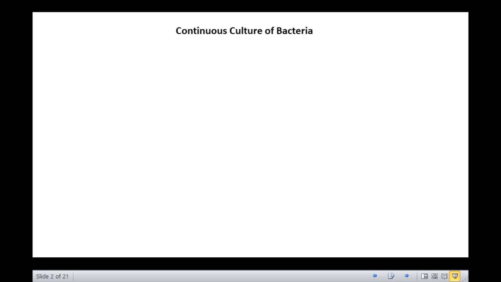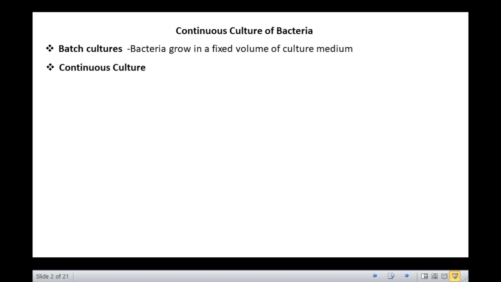The cultures that we have so far discussed in the previous module for the growth of bacterial populations are called batch cultures, in which the bacteria grow in a fixed volume of culture medium. Since the nutrients are not renewed, exponential growth is limited to a few generations. Bacterial cultures can be grown as continuous cultures, where they are maintained in a state of exponential growth over long periods of time.